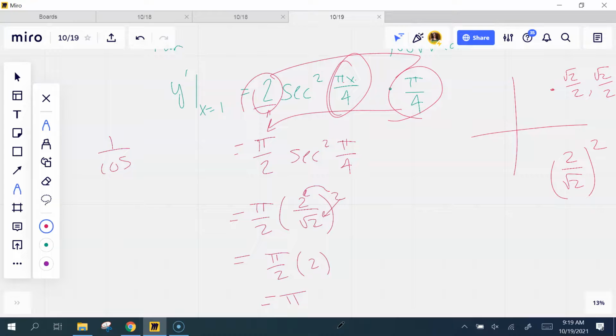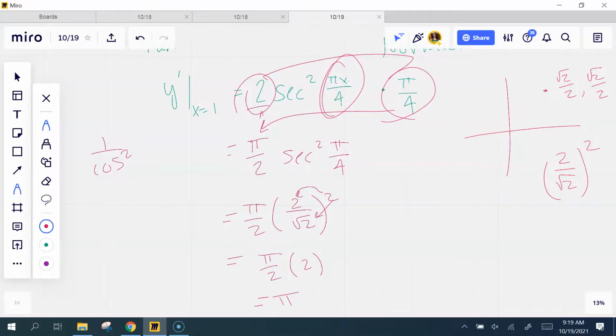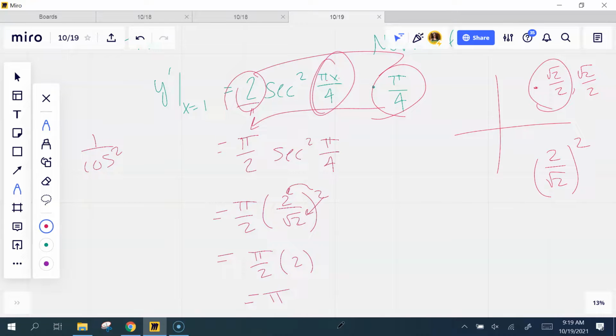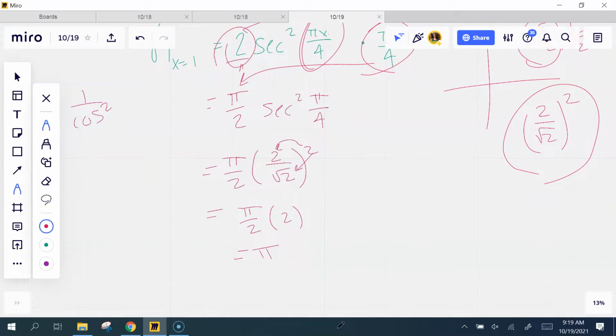Yes, so secant squared is 1 over cosine squared. So what I did was I found the cosine of pi over 4, which is square root of 2 over 2. Because it's 1 over, I flipped it, and it became 2 over square root of 2. You can just flip it like that? That's the slope of the tan line. Well, you multiply by the reciprocal. So the slope of the tan line is pi. The slope of the normal would be negative.